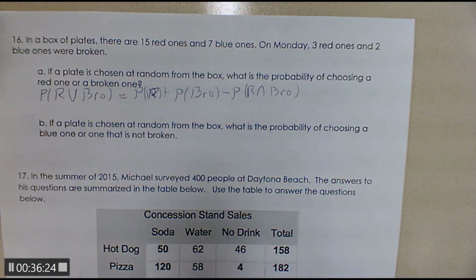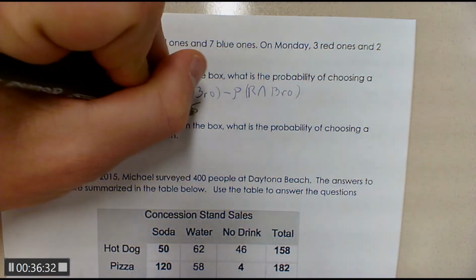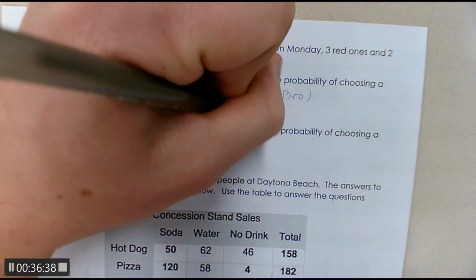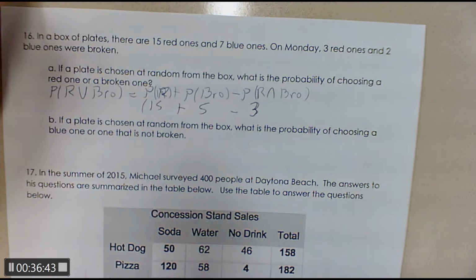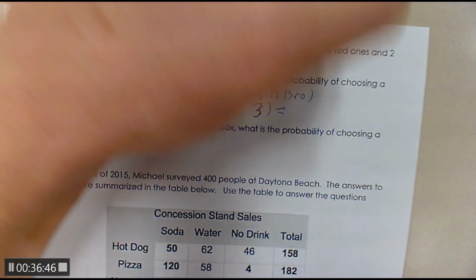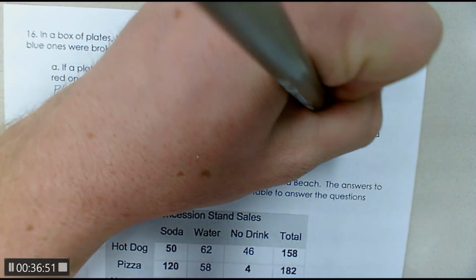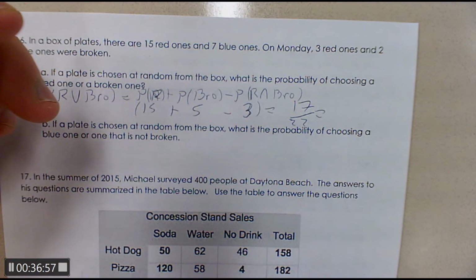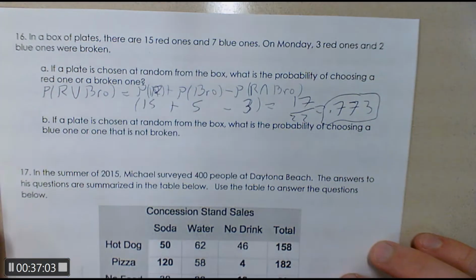Okay. So probability of red, there's 15 red plates. Probability of broken, there are 5 total broken plates, but of those 5 total broken ones, 3 of them are red plates. Alright? So you got to subtract out the red broken plates. It's 5 plus 15 minus 3 gives us 17 out of the 15 plus 7 total plates, out of the 22 total plates. I got 22 for just 15 plus 7. So 17 divided by 22 is 0.773.